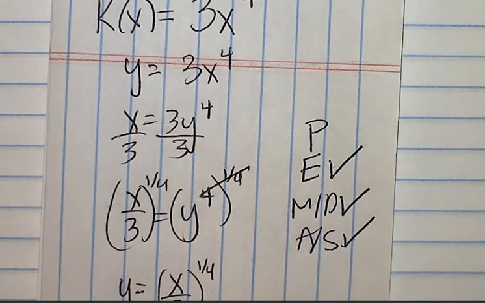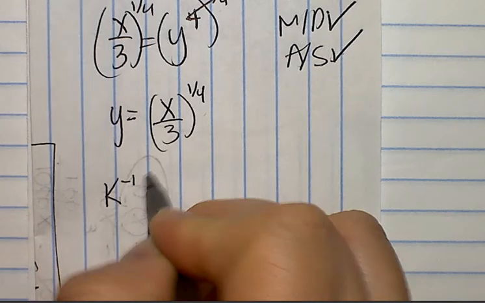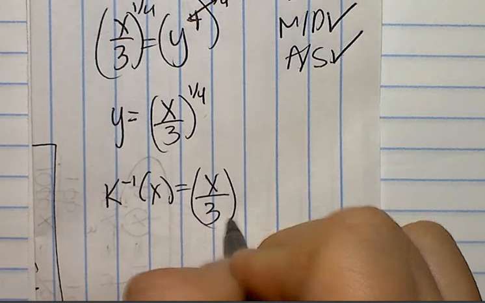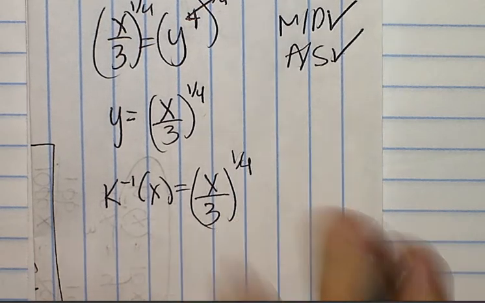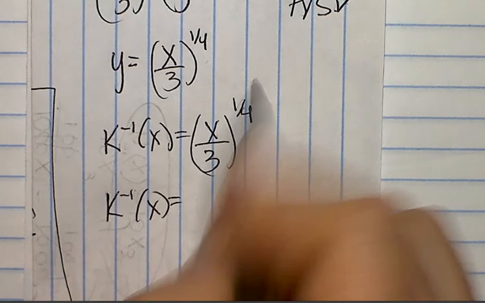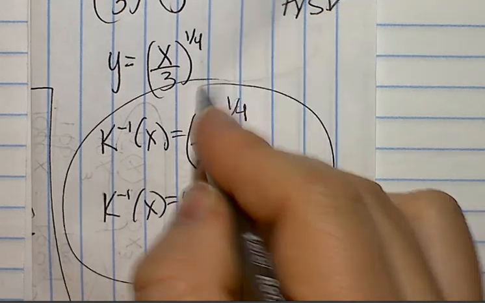I'll rewrite it in inverse notation. So k to the -1. If I write it in rational exponent form, it looks like this. And if I write it in radical form, it looks like this. Either one is correct. You don't have to put both down.